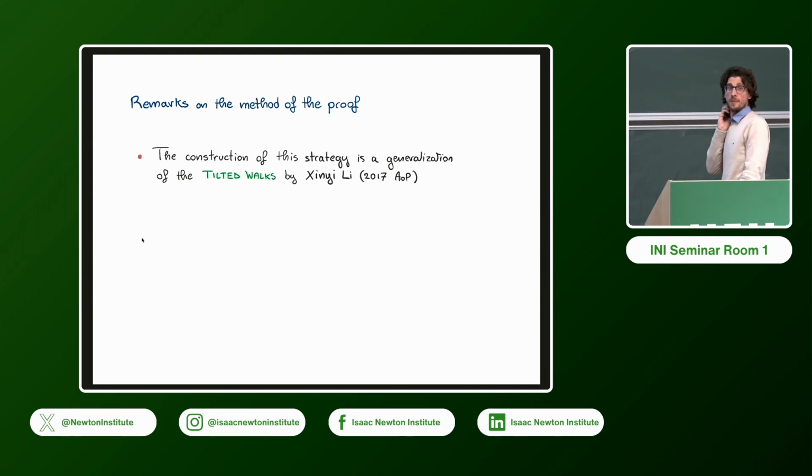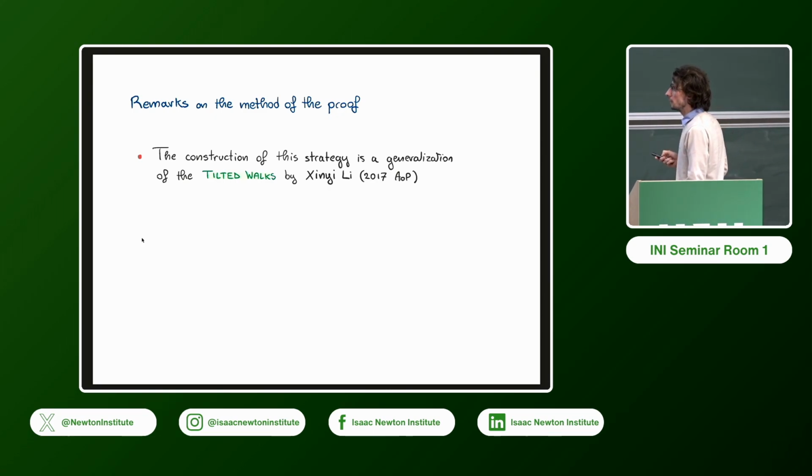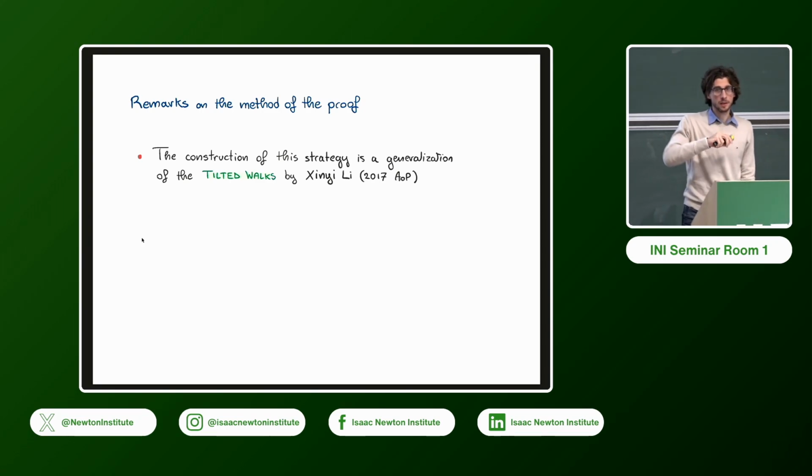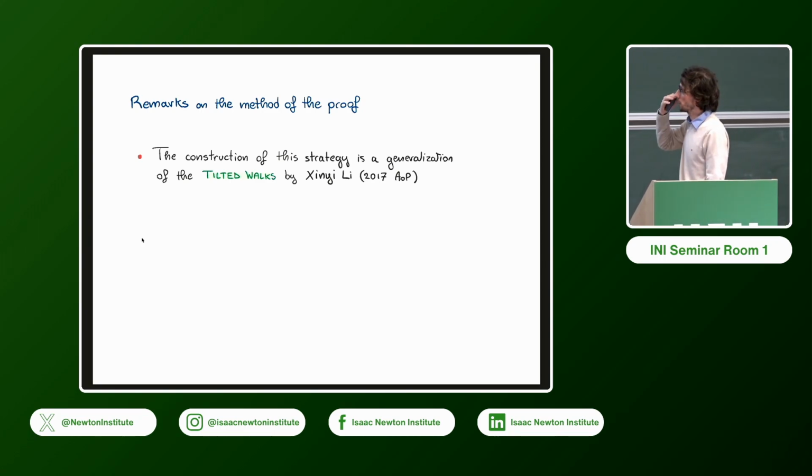A couple of remarks on the methods of the proof. The construction of this strategy is a generalization of the tilted walks by Li in 2017, where in this case the minimizer was the harmonic potential of the set Dn, so it is constant inside Dn. And in our case, the minimizer, of course, is the solution of this variational problem, which a priori we do not know whether it is smooth or anything, or whether it is unique.